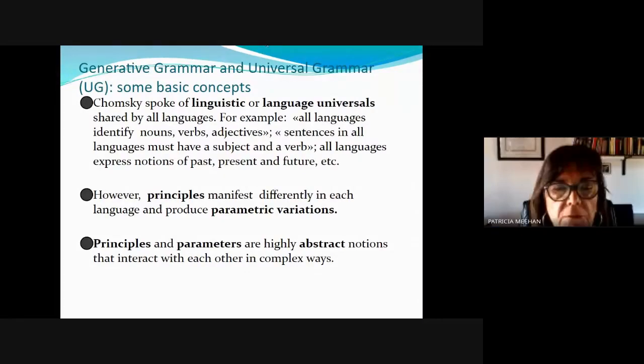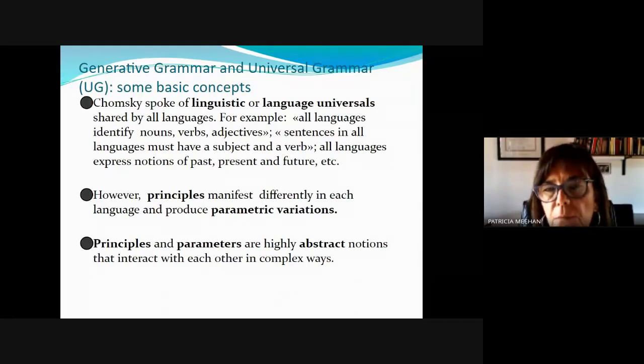In the first bullet point, it says, Chomsky spoke of linguistic or language universals, and between brackets, I had added principles. And as you can see, now I have removed principles from the slide. In the recorded session, I say twice, language universals, language principles.